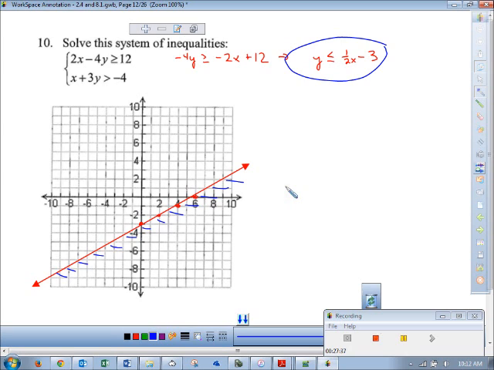Because what we've got to do is graph the other one and see where that shade overlaps this shade. So let's put it in slope-intercept form. 3y greater than negative x minus 4. Divide by 3. Sign stays the same. That's negative 1/3 x minus 4/3. Right?